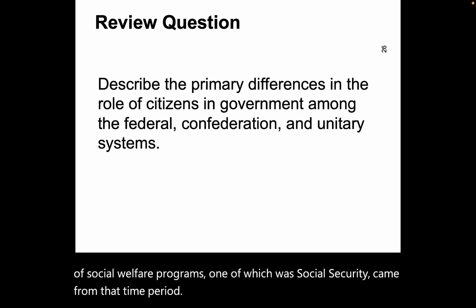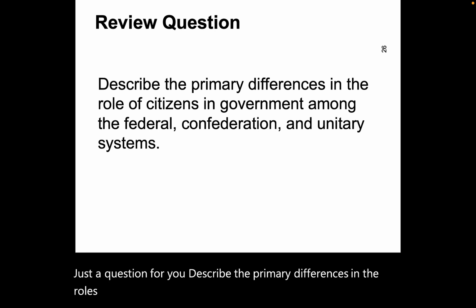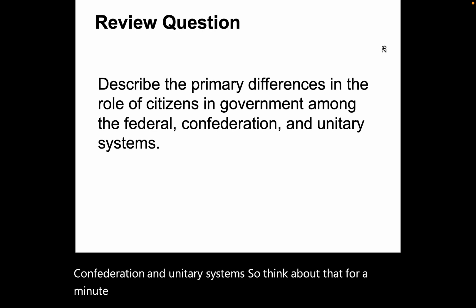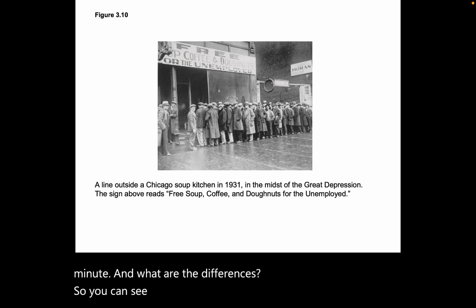Just a question for you. Describe the primary differences in the roles of citizens in government among the federal, confederation, and unitary systems. So think about that for a minute. And what are the differences? You can see here a soup kitchen in 1931, during the Great Depression era.